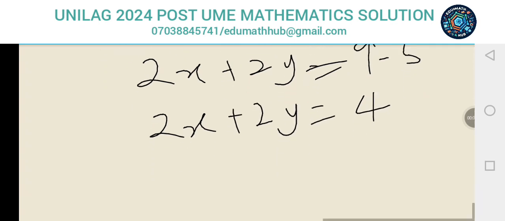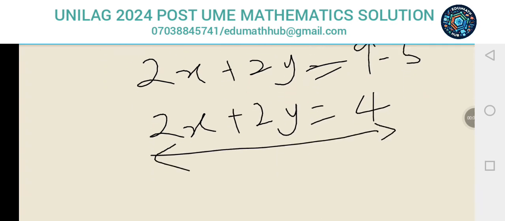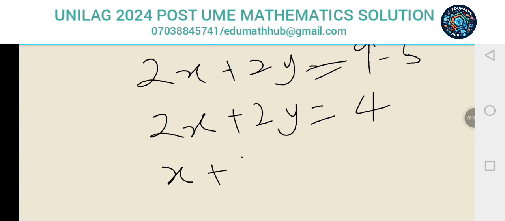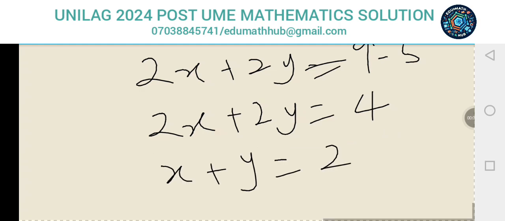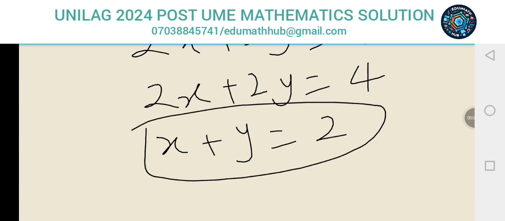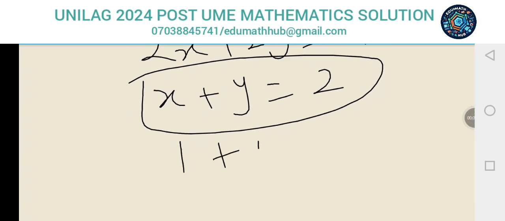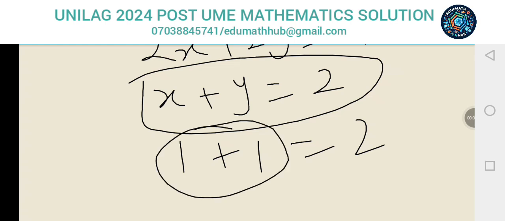If you solve this out, divide everything by 2. Divide all through by 2. So that will give you x plus y is equal to 2. So we're told that x plus y is equal to 2. That means x is 1 and y is 1, because 1 plus 1 is 2. If we solve this equation simultaneously, you're still going to get the same answer. x is 1 and y is 1.